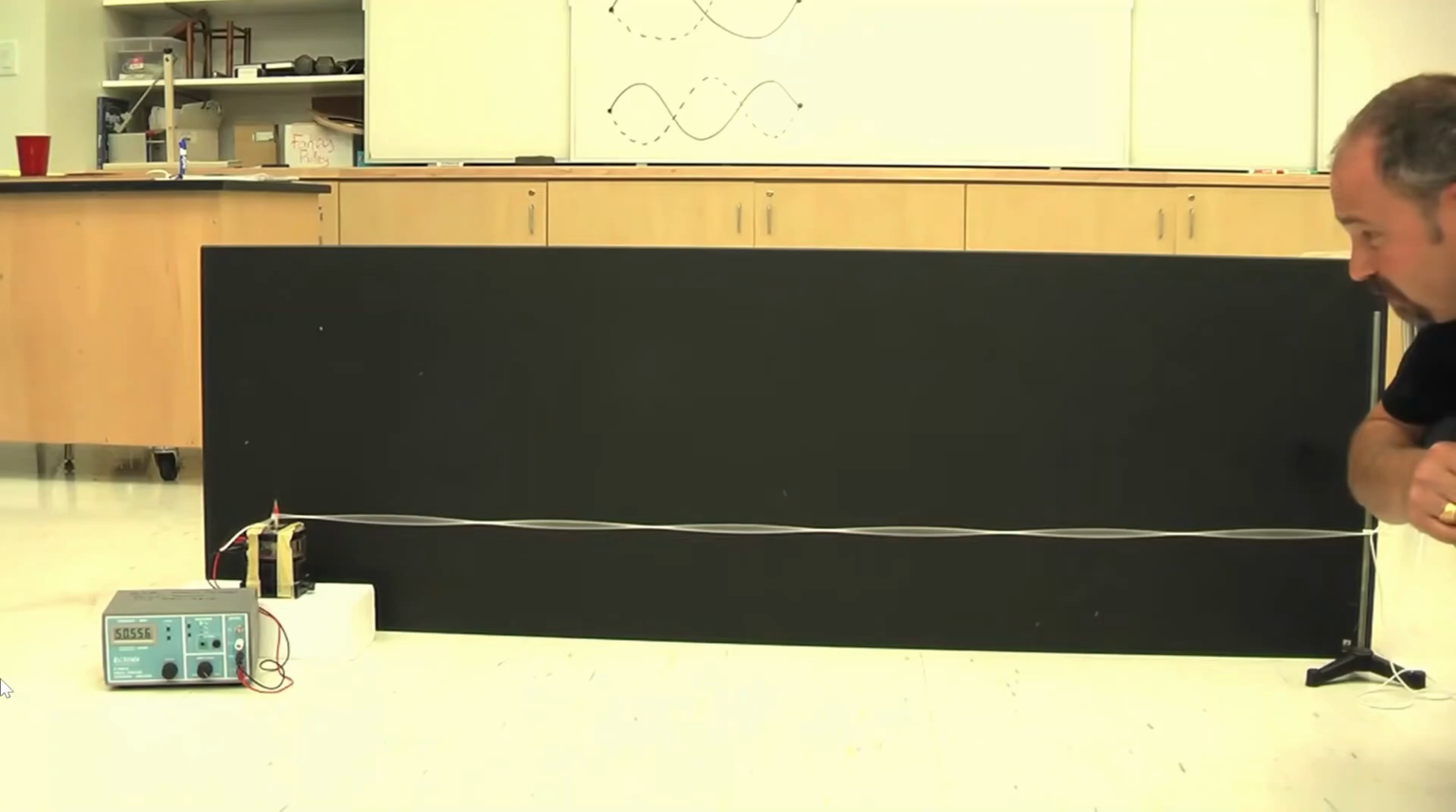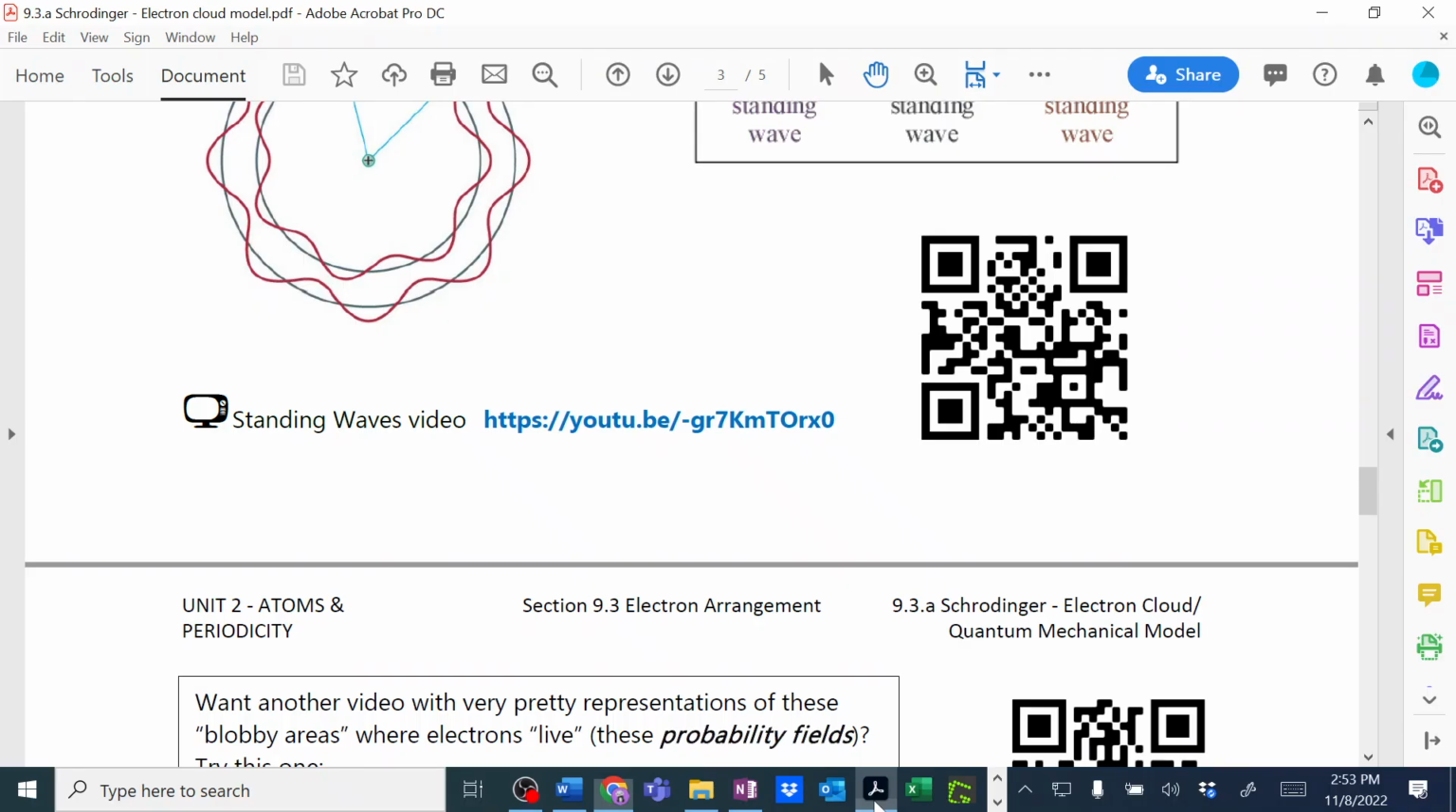But, pardon me, that's as far as we go in this course. But if you're interested in the physics of it and the wave physics stuff, definitely go check it out. It's interesting stuff. All right, now we're going back to here because here is another video with some very pretty representation of the blobby areas where electrons live, those probability fields.